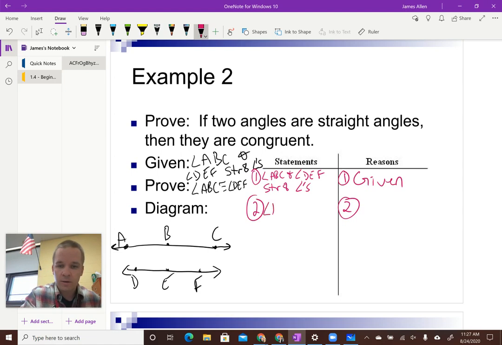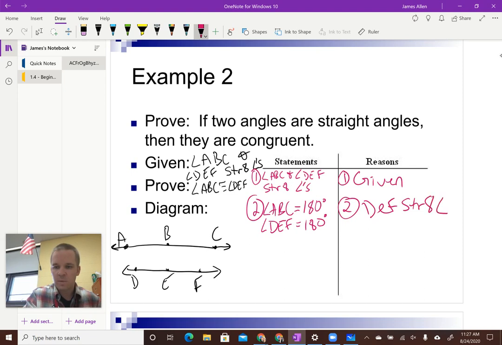Okay, so angle ABC, that was terrible handwriting, is 180 degrees. Angle DEF is 180 degrees. I like it. And our reason for that is definition of a straight angle. Or we could say straight angles measure 180 degrees, something like that, okay?